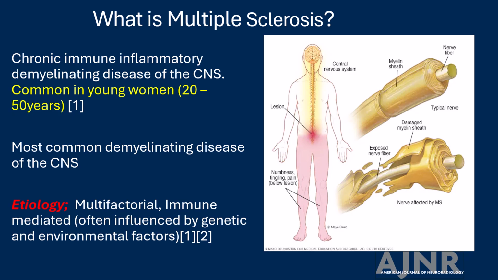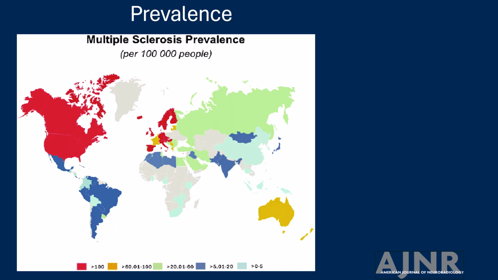And the cause is really not known. It's immune mediated and it's often influenced by some genetic and environmental factors. So multiple sclerosis is very common in countries in the northern hemisphere, like Canada, the United States, the Scandinavian countries. Down here in Ghana, it's not very common. Well, we still see one or two cases here and there.